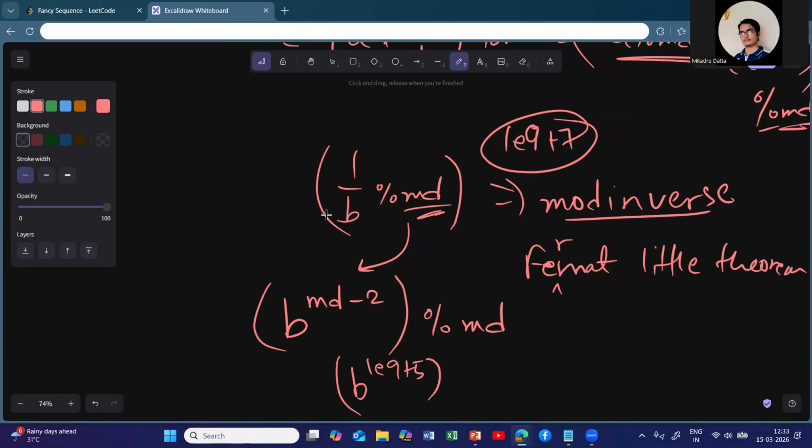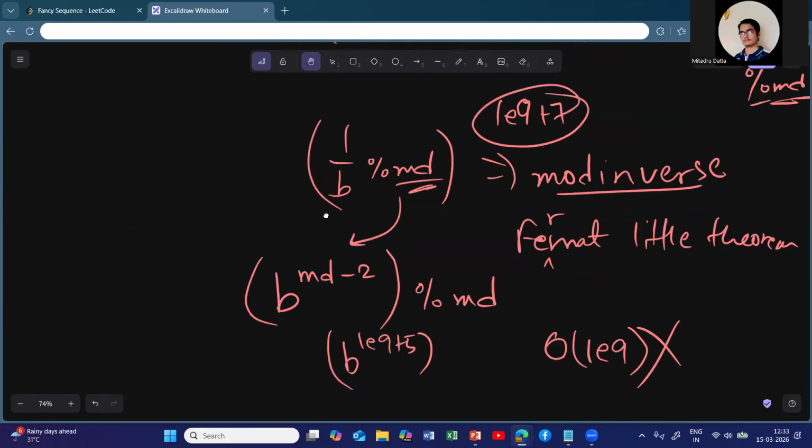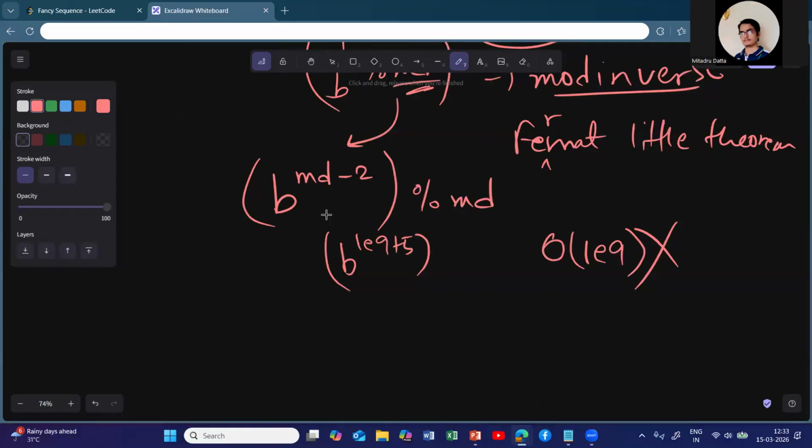If you are telling that I will just multiply b this many number of times, that will give you a TLE, because O of 1e9 does not work. You know that, right? This is a very large number. When the constant is O of 1e9, you cannot even do a linear operation. Time complexity always needs to be within 2e7 or 1e7 in order to get accepted, in order to not get any TLE. So this can be done by binary exponentiation.